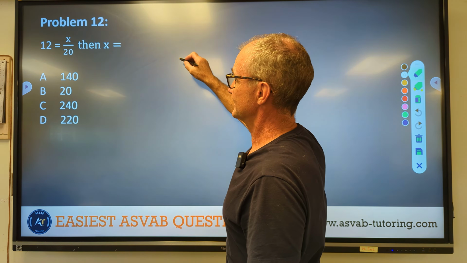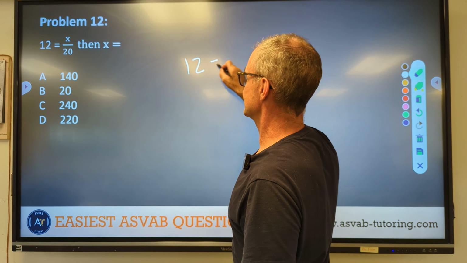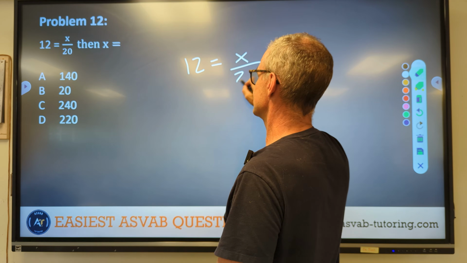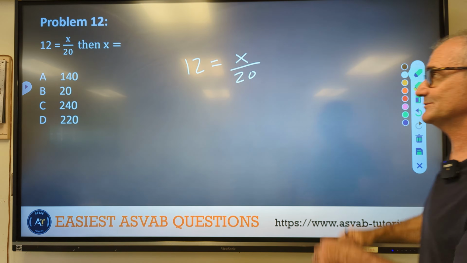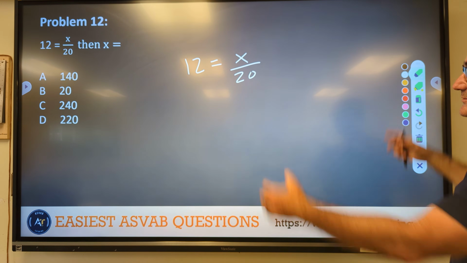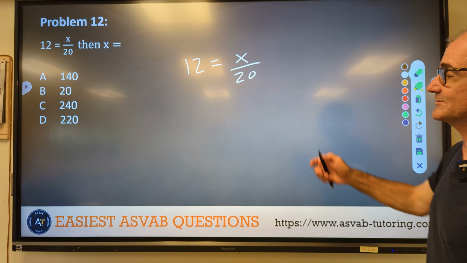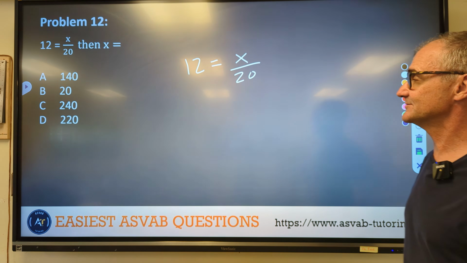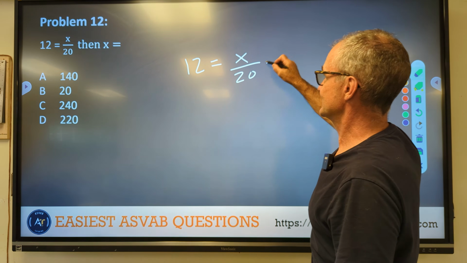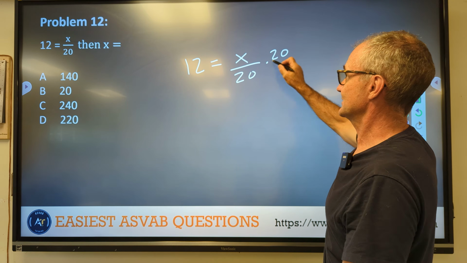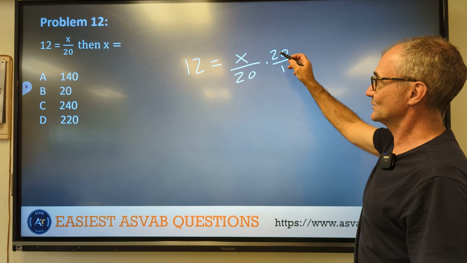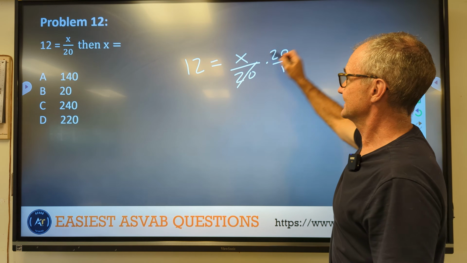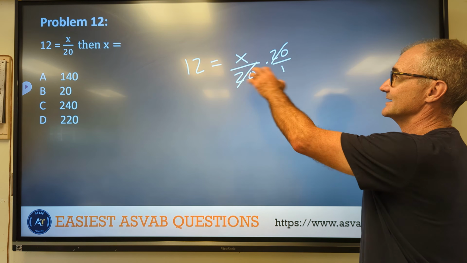This problem right here, number 12, is saying 12 is equal to x over 20. This is an algebra problem. Remember, I do whatever I want as long as I do it to both sides equally. So the goal is always to get x by itself. If I multiply this side by 20, 20 is the same thing as 20 over 1. 20 divided by 20 is equal to 1. So now I have x by itself.